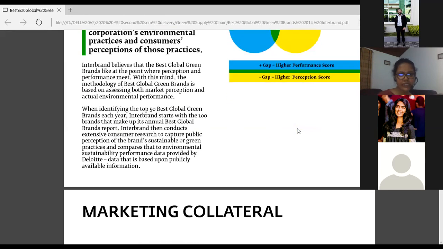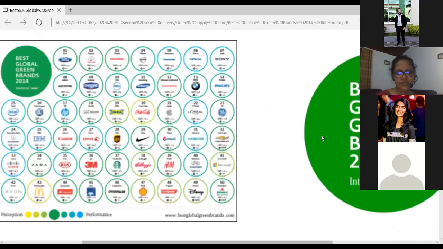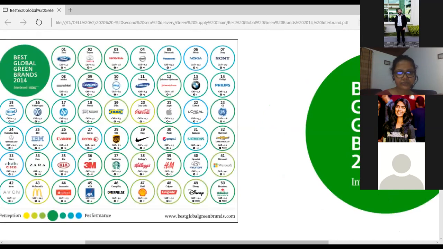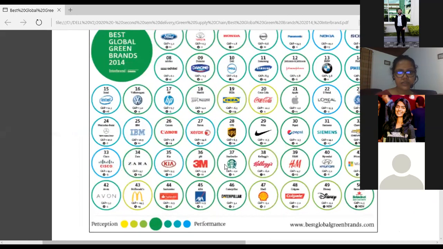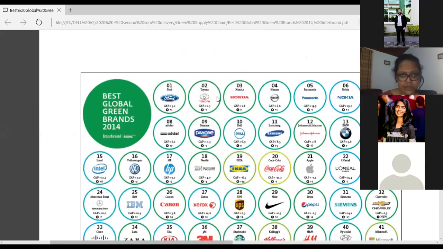So if we look at 2014, Ford has been number 1, Toyota number 2, Honda 3. So basically most of the automobile companies are in the lead, it seems. Nokia is number 6, Panasonic is number 5. This is just for your information. I hope the report is clear.